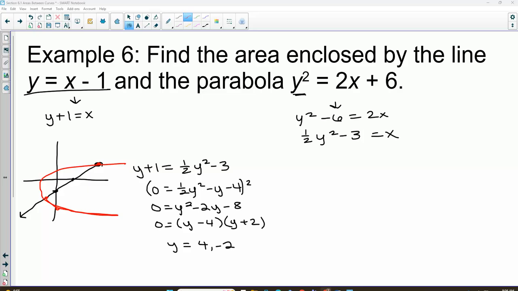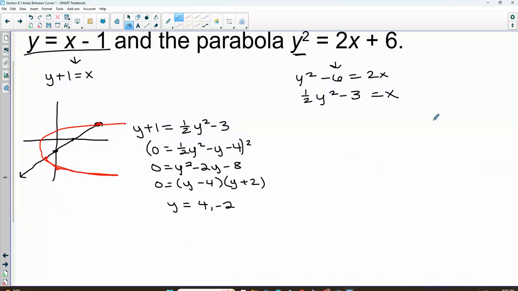So now when we integrate, if I'm doing it in terms of y, everything has to be a y. So when I set this up, I need my y values. So my lowest y was -2, my highest y is 4. That means this will be a dy at the end. That means everything in here has to be with a variable y.